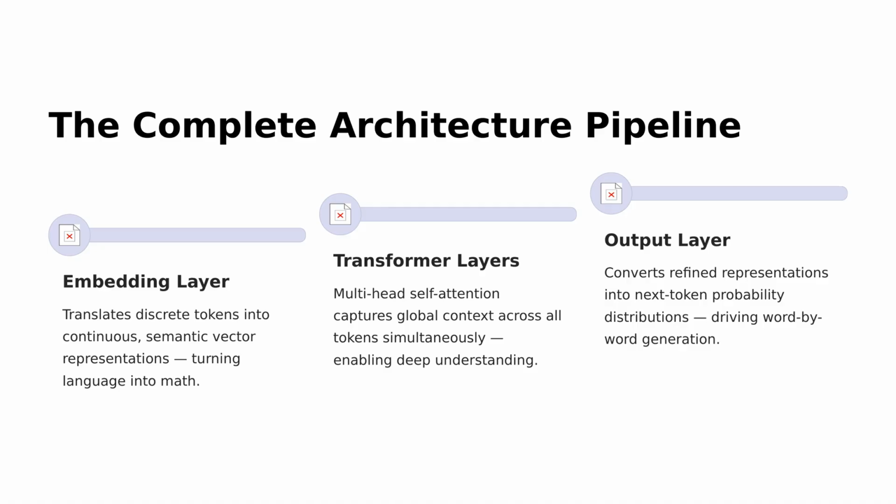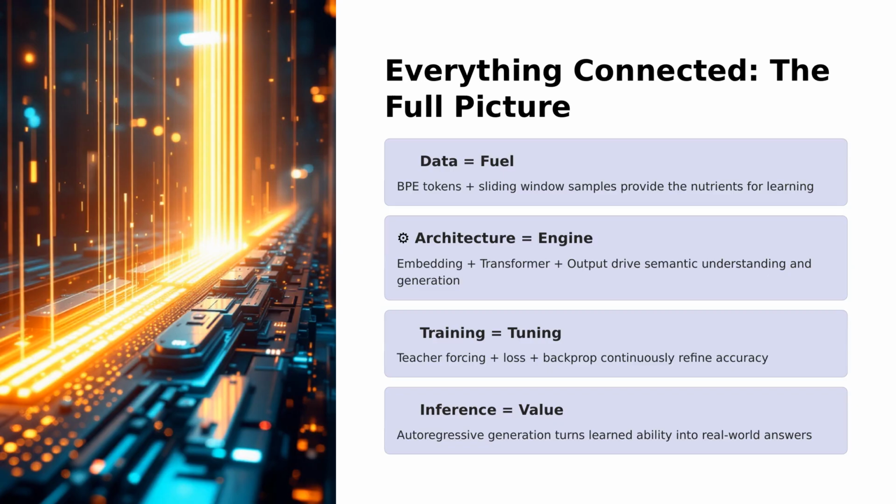Welcome to the complete architecture pipeline. We begin with the embedding layer, which transforms discrete tokens into continuous semantic vector representations, essentially turning language into math. Next, the transformer layers utilize multi-head self-attention to capture global context across all tokens simultaneously, enabling a deep understanding of the input. Finally, the output layer converts these refined representations into next token probability distributions, driving precise word-by-word generation.